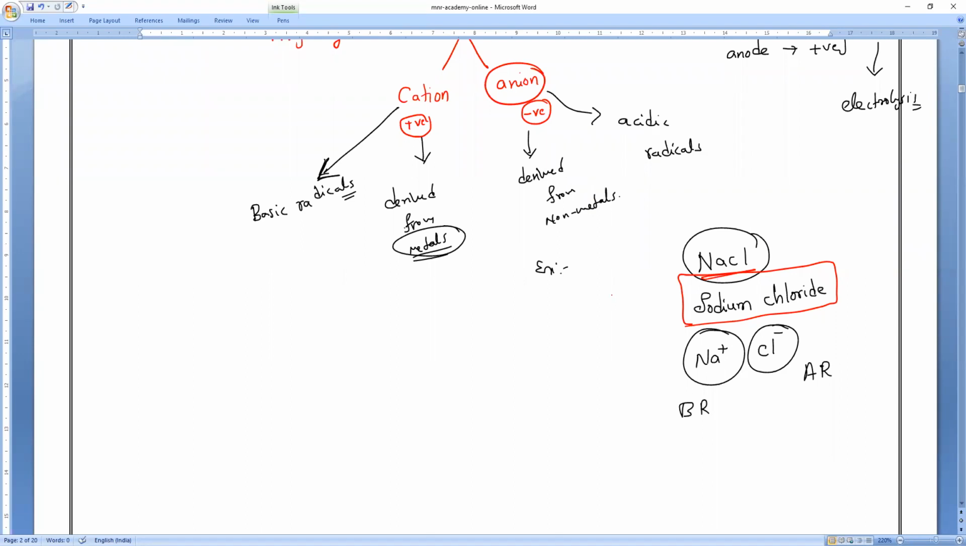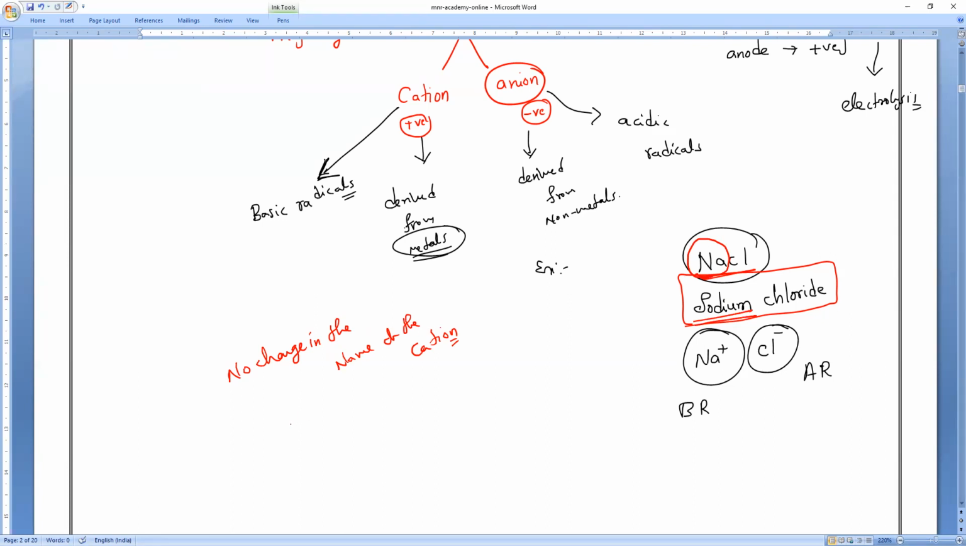Generally, there is no change in the name of the cation. No change in the name of the what? The cation. So as usual, exactly we'll write it. Who is the cation here? Sodium. So what name are we writing? Exactly sodium. You all understand? Yes.